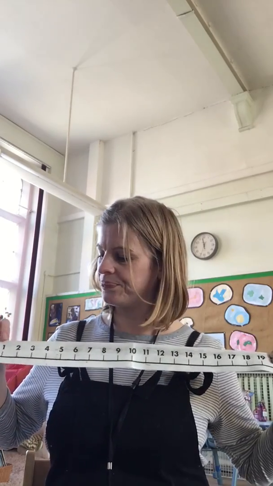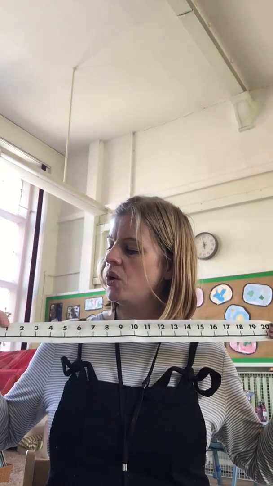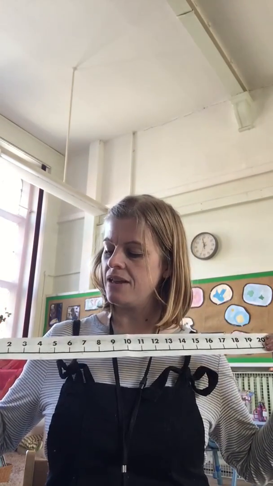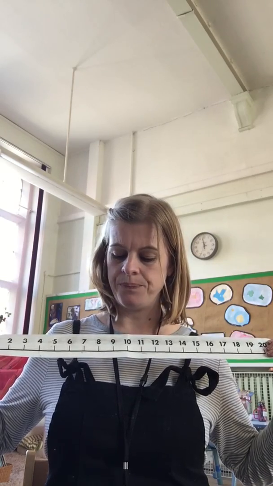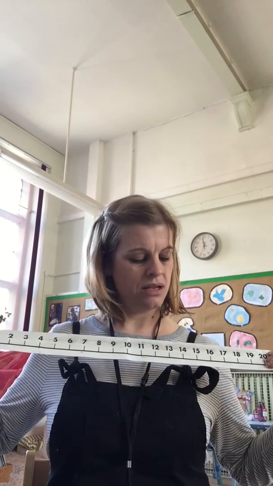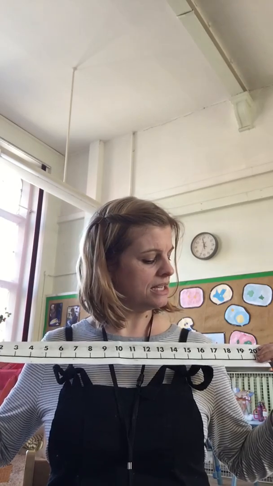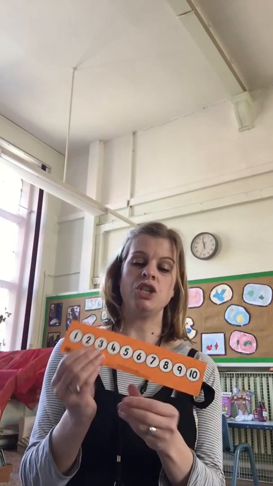Let's try again. If you can, put your number line down. If you can do it, put your number line down and count in twos, starting on 1. I'll hold it up. If you can, put it down. Ready? 1, 3, 5, 7, 9, 11, 13, 15, 17, 19. Brilliant.